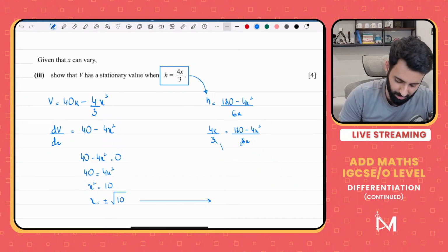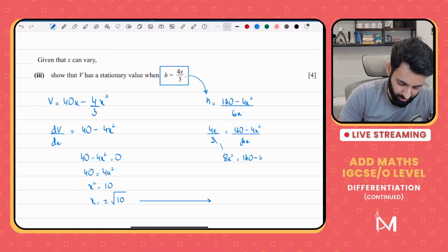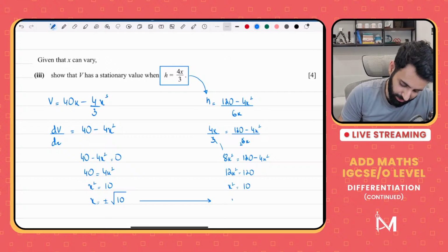Now let's cross multiply. So we have 4x times 2x, so that's 8x square is equal to 120 minus 4x square. This becomes 12x square equals 120. So x square is equal to what? x square is equal to 10, and x is equal to plus minus root 10. We get the exact same answer.